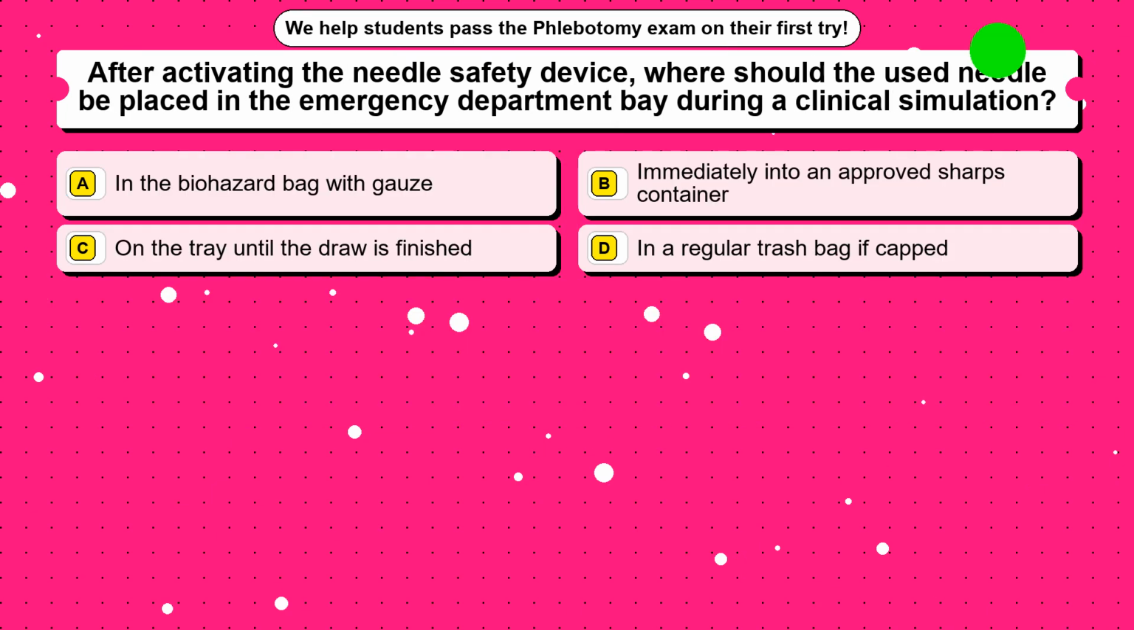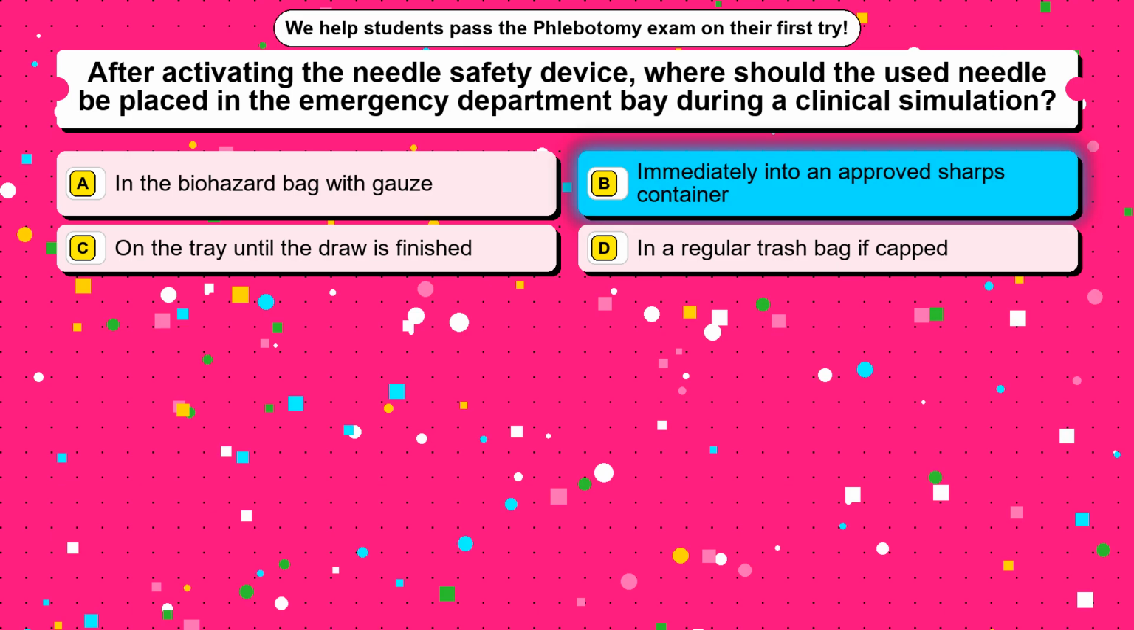Question 19. After activating the needle safety device, where should the used needle be placed in the emergency department bay during a clinical simulation? Option A. In the biohazard bag with gauze. Option B. Immediately into an approved sharps container. Option C. On the tray until the draw is finished. Option D. In a regular trash bag if capped.